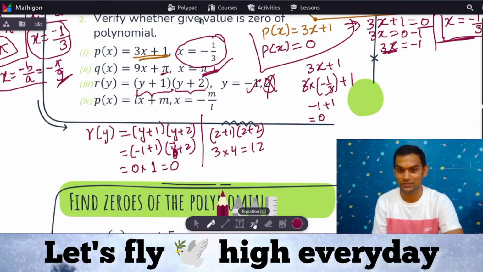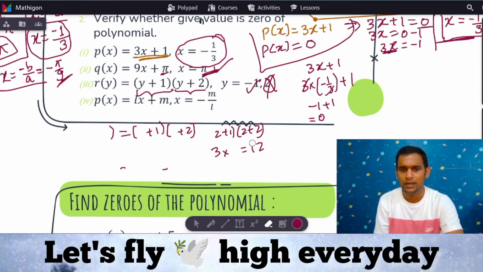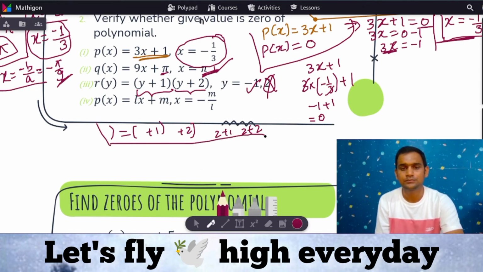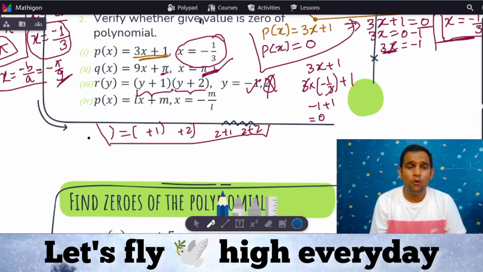Now, my dear friends, just observe one very beautiful thing over here. I will erase this part and quickly explain it to you. What do I mean and why am I stressing on this point? Okay. Yes, quickly change the color of the pen. Now, when we have y plus 1 times y plus 2.